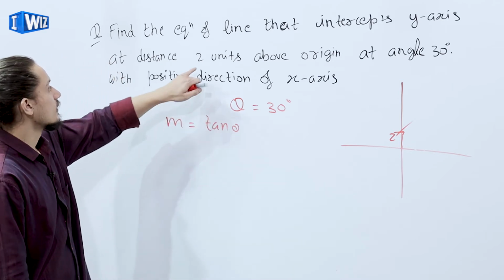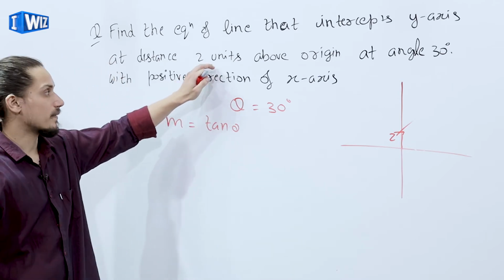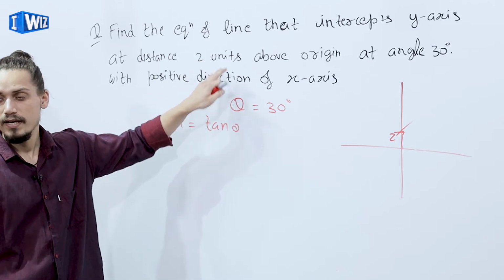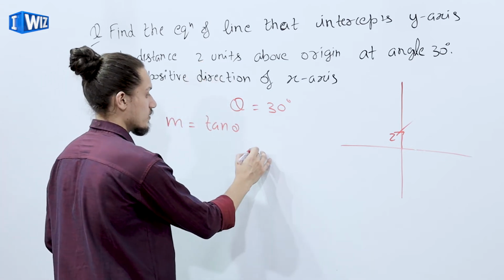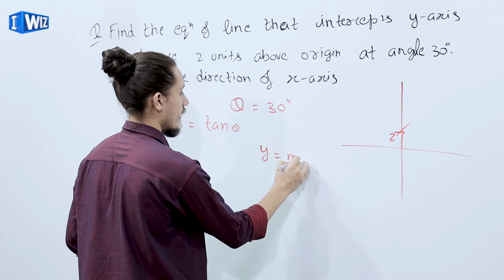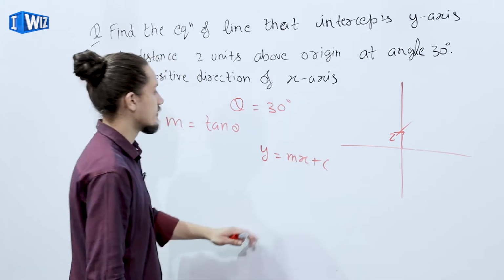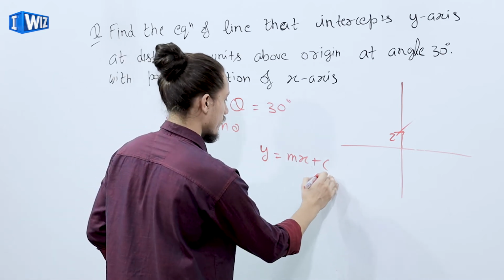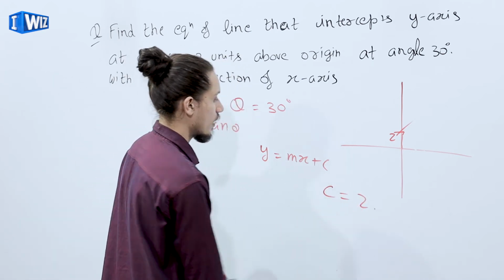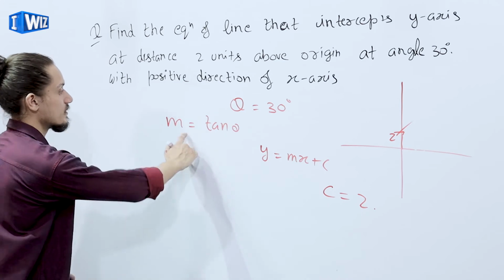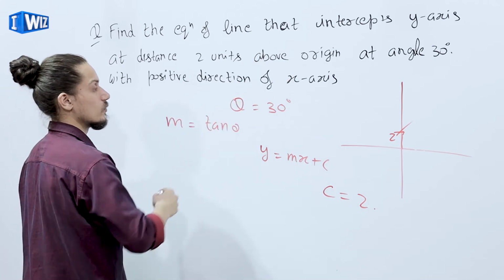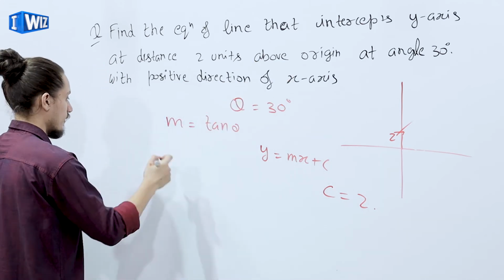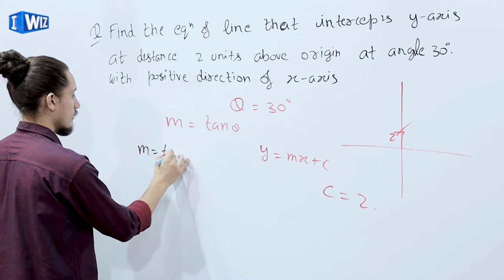Second, we have the distance given, 2 units, so using the y-intercept form we can find the equation of line. The y-intercept form is y is equal to mx plus c. Here c we have seen is 2 units above the x-axis, so we get c is equal to 2. Now we need only the value of m. Now m is equal to tangent theta. Theta is equal to 30 degrees. So we get m is equal to tangent 30 degrees.